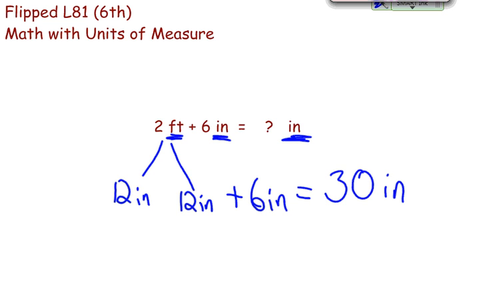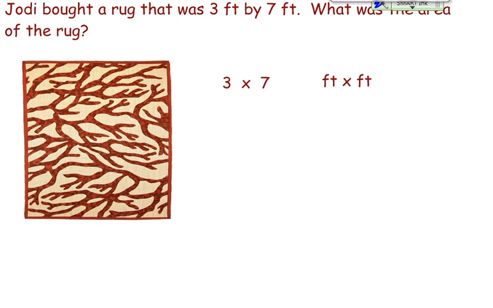But that's easy. That's review. So simple. Finally, an easy lesson. Or is it? Let's try this one. It says Jody bought a rug that was 3 feet by 7 feet. And the question says, what was the area of the rug? Well, area is easy, right? We're going to take length times width, and that's going to give us an area.